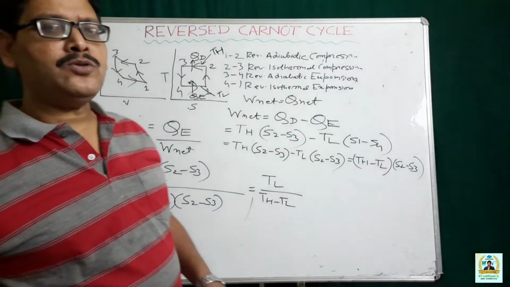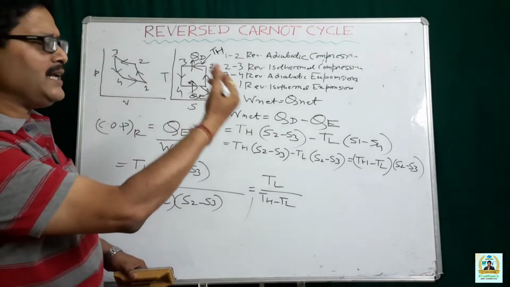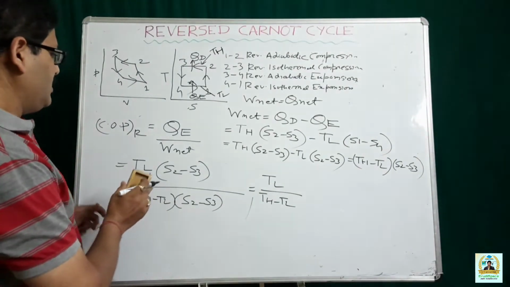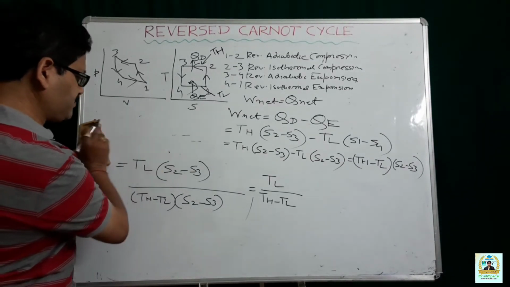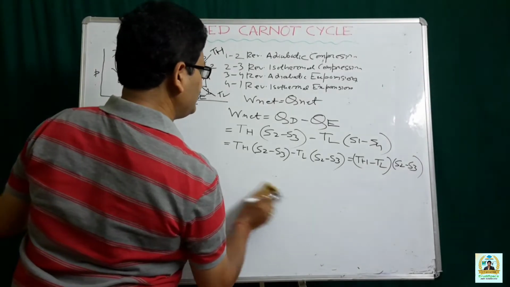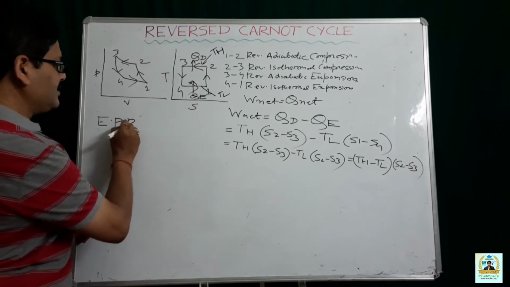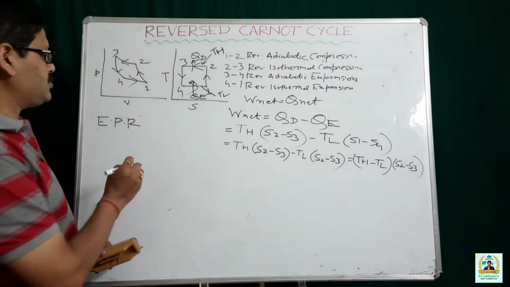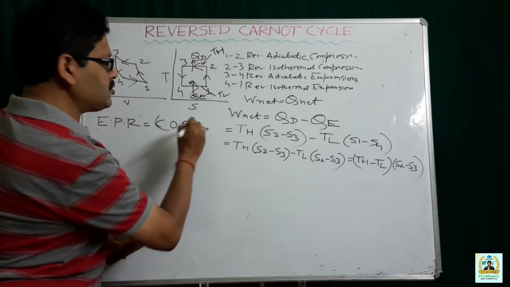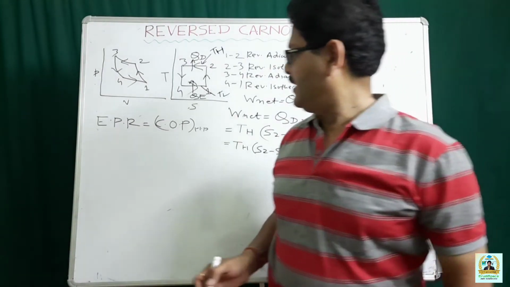But when you are talking about a heat pump, our objective is different. Here our objective is to maintain a body at a temperature higher than the atmospheric temperature. So we usually use the notation EPR, or the energy performance ratio, for a heat pump. Some of the professors, they do also use the term COP, but they do mention it as heat pump. Otherwise, there would be confusion between the COP of refrigerator and COP of heat pump.